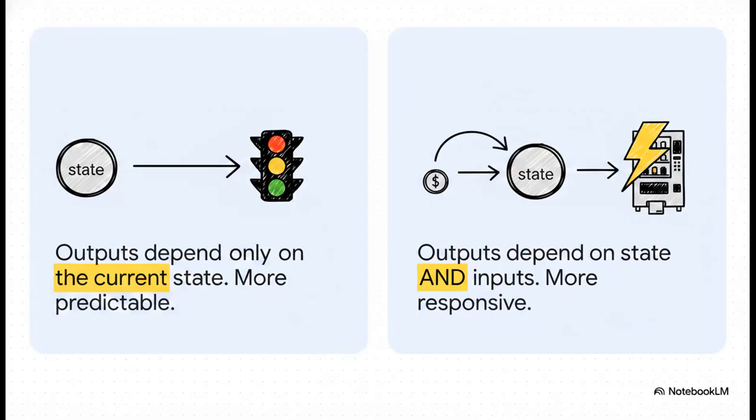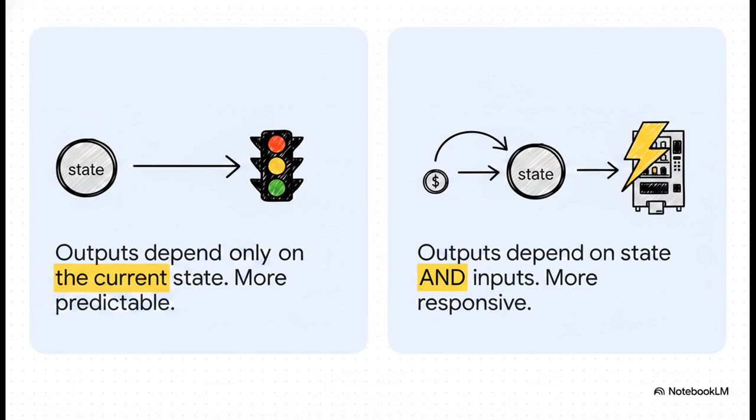When engineers sit down to build these systems, they basically have to choose between two camps, the Moore machine or the Mealy machine. In a Moore machine, the system's outputs depend exclusively on the current state, so a red light state literally means a red light output. It's highly predictable and much simpler to design.